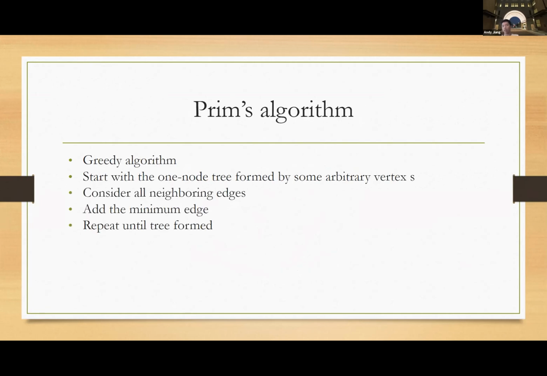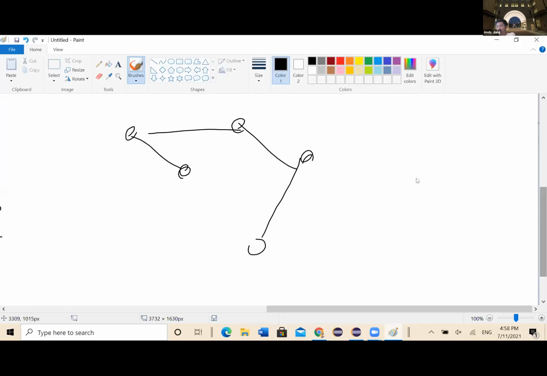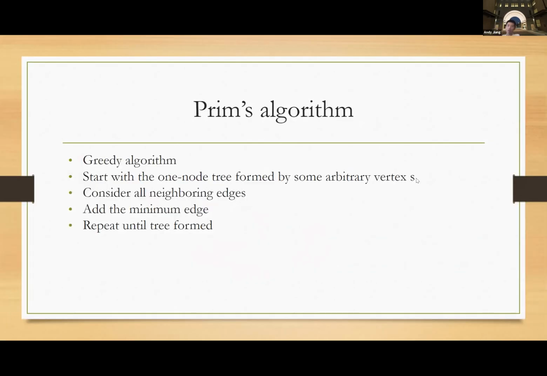Prim's algorithm is a greedy algorithm. You start with some node. It doesn't actually matter what node it is, and in this problem, there's actually no starting vertex. So we choose one arbitrarily, consider all the neighboring edges. And we would actually use the priority queue again to find the smallest neighboring edge.